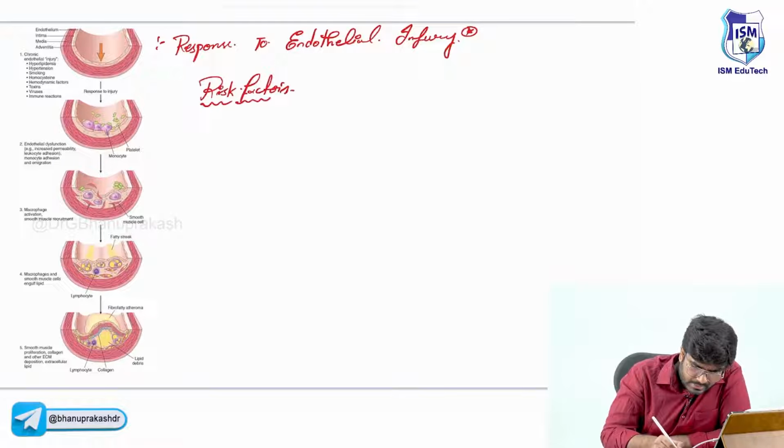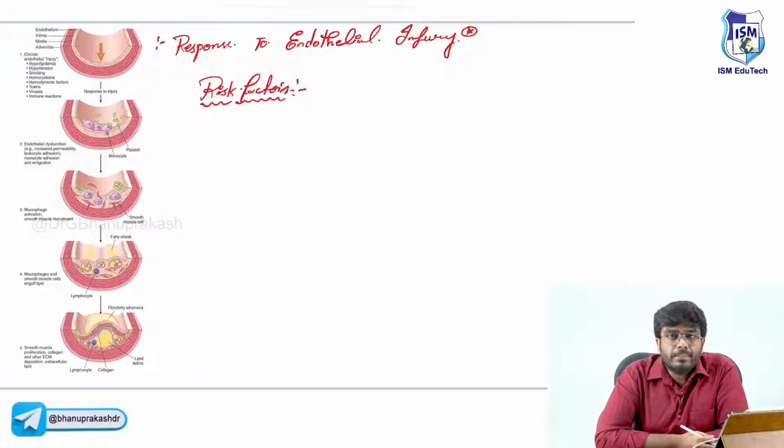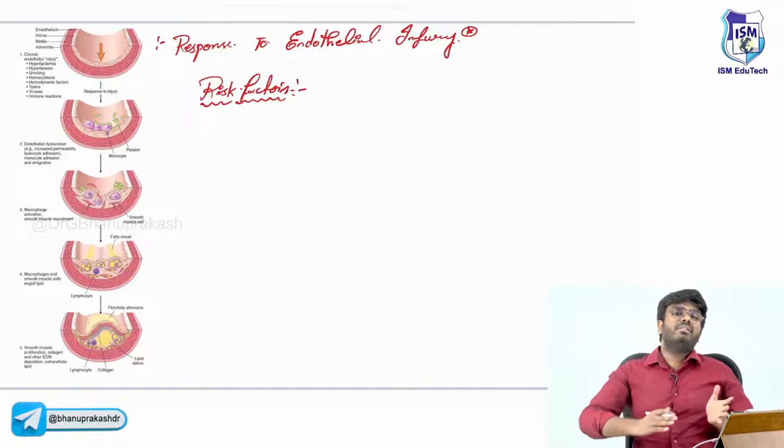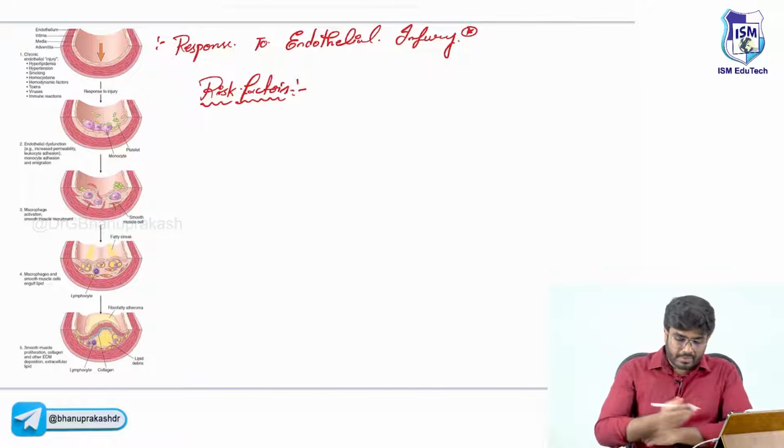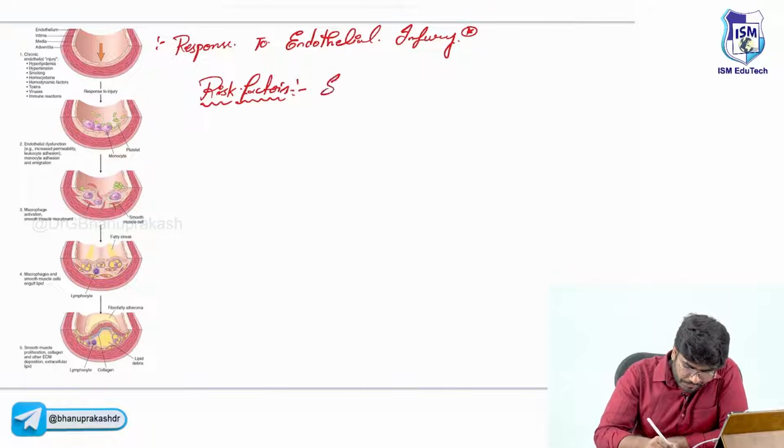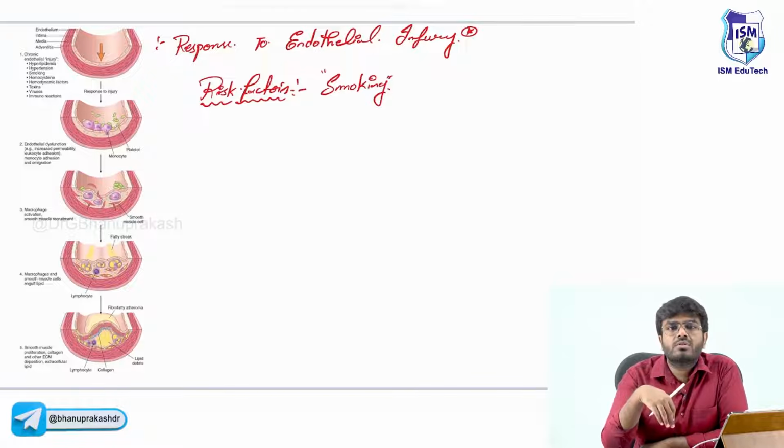Risk factors for atherosclerosis. Why will a person develop atherosclerosis? Risk factors are, let's write, smoking. In smoking, the person is taking chemicals into his body. He is taking the carcinogens. He is taking a lot of chemicals into the body. Whenever I smoke, I am taking all these chemicals into my body.